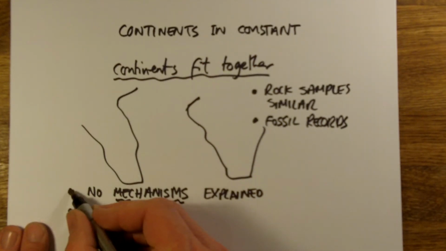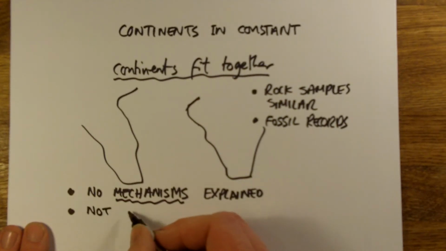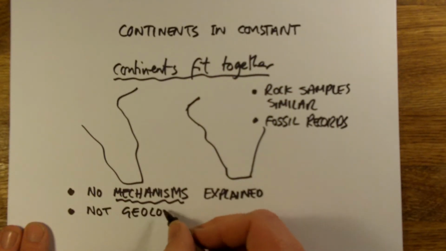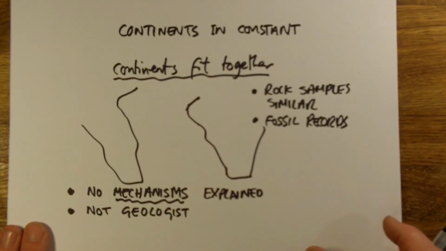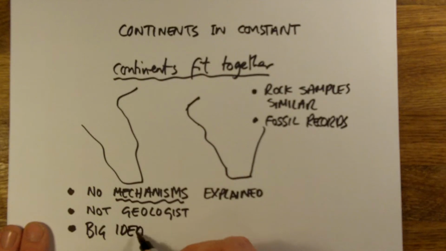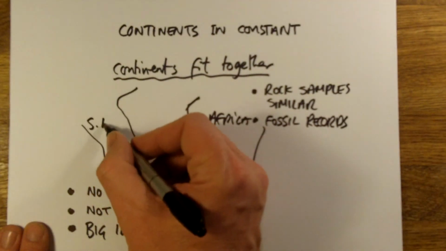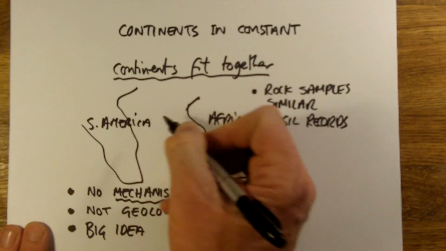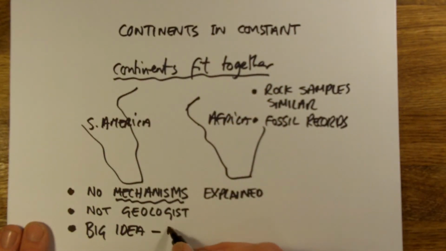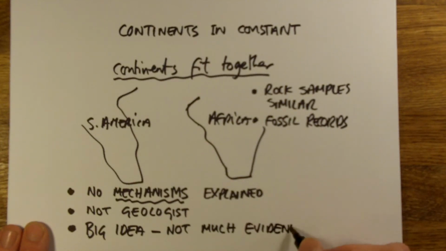The other reason why it wasn't taken seriously was that he was not a geologist, so he wasn't a specialist in the field, and his ideas were rejected. Next reason was that his idea was a very big idea, very profound idea, that the continents were moving around, so Africa and South America. It was a big idea based on not really a lot of evidence. He just had the fossil records and the fact the shapes were similar. So again, no real reason to believe him.